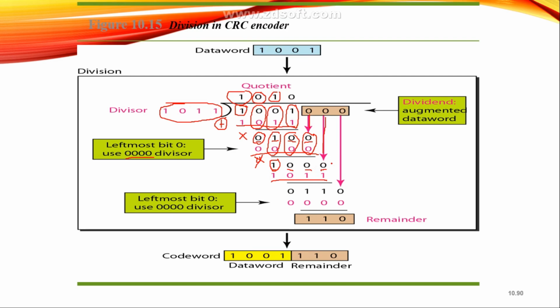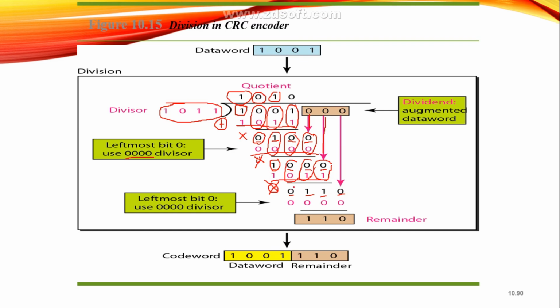So again, XOR of 0 1 is 1, XOR of 0 1 is 1, XOR of 0 0 is 0, and this is also 0, and it is discarded. The last 0 is now pulled down, so it becomes 0110.